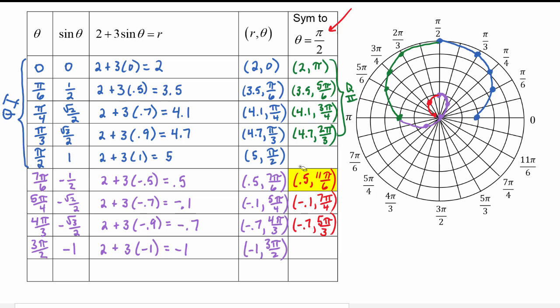So this is a positive radius. So we start at the pole and we will walk towards 11 pi over 6, a distance of 0.5. We continue our curve.